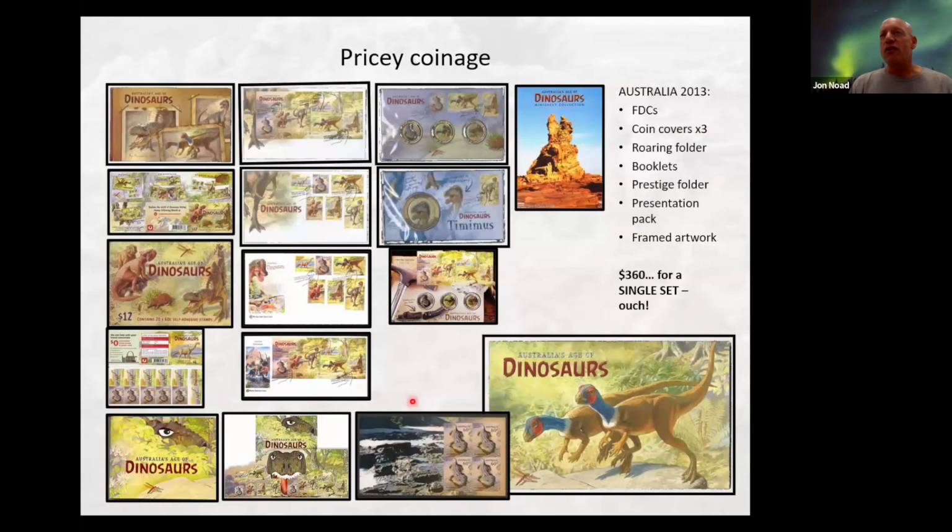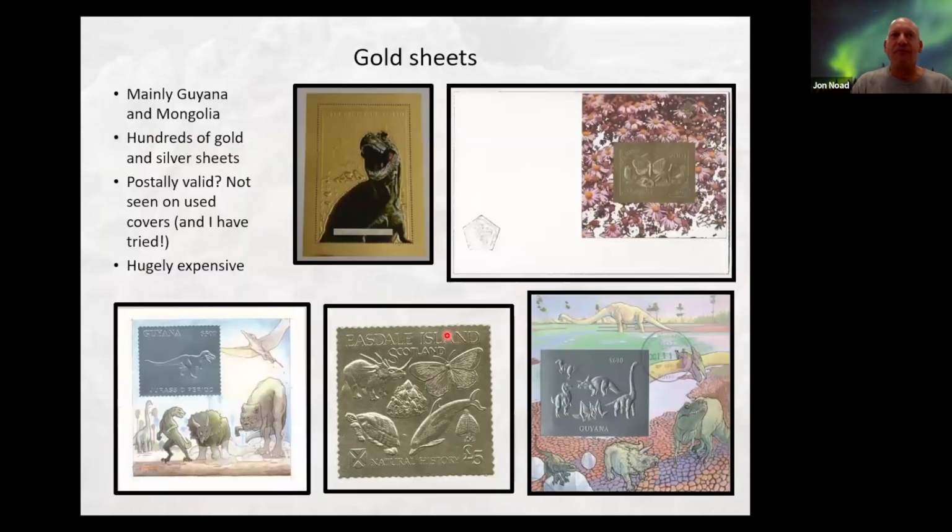I said good things about Australia, but the bad thing about Australia is that of all the people who are trying to really screw money out of the thematic collectors, I think they're probably the worst, because if you buy an Australian issue and you buy every cover, including the ones with the coins embedded in them, the prestige folder, the ones with the gold coin embedded in them, then for an average issue from Australia, you're paying about $360. So unfortunately, I am not able to keep my sets complete because I just cannot afford to spend that much on every issue that comes out.